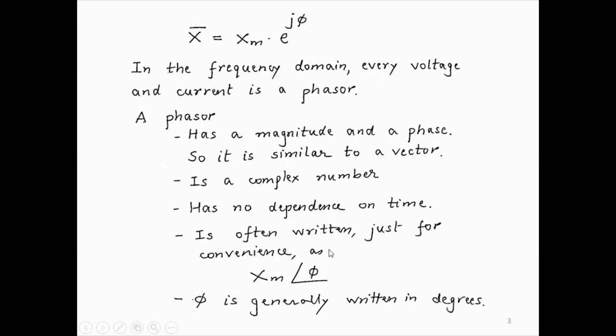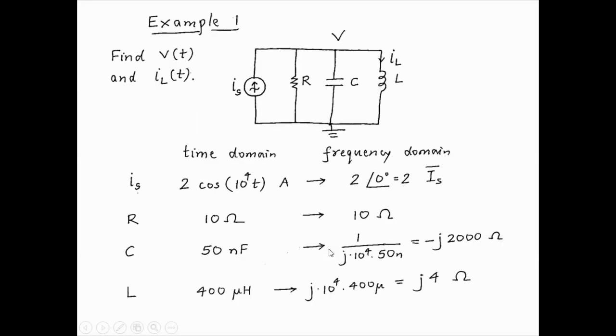All right, so with this, we solve a bunch of different example circuits. So here is our first circuit. So we have basically a parallel RLC and a current source. The values of the current source and R, L, C are given here in the time domain, and we are asked to find the voltage V and the inductor current IL.